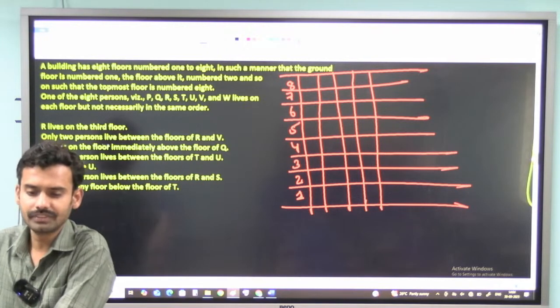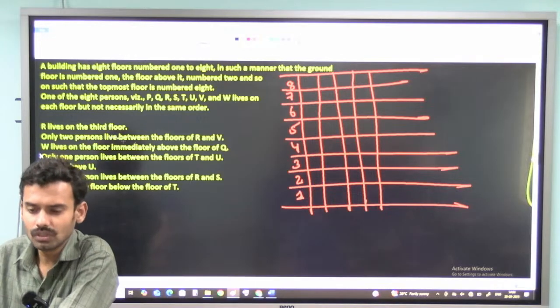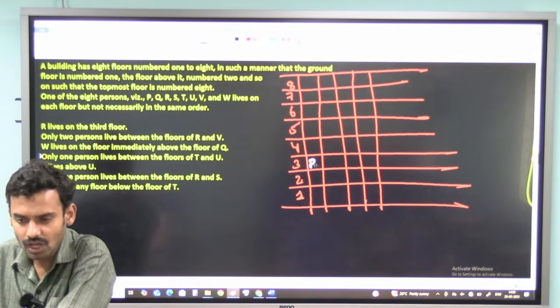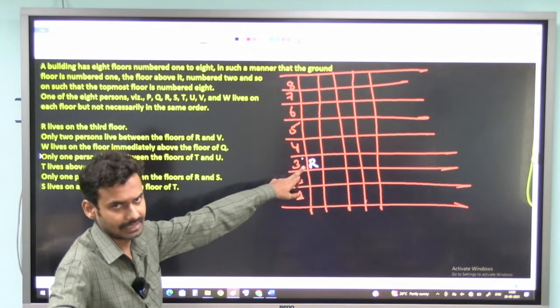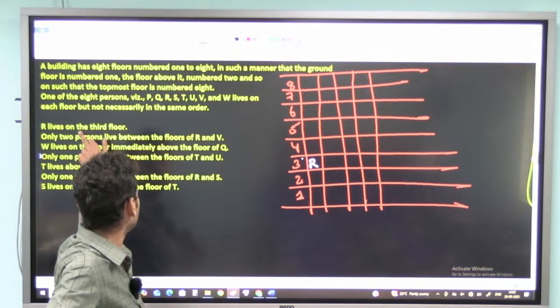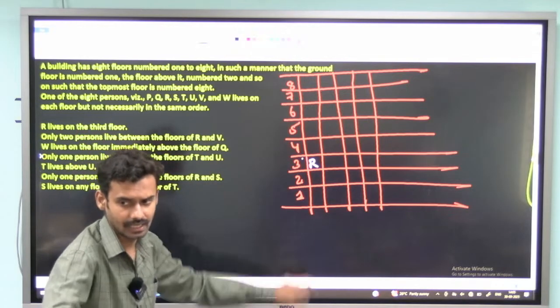Next, coming to the first hint, R lives on the 3rd floor. So 3rd floor I can fix R. There are no other possibilities here. So I can consider this as a direct hint. R lives on the 3rd floor can be considered as the direct hint.